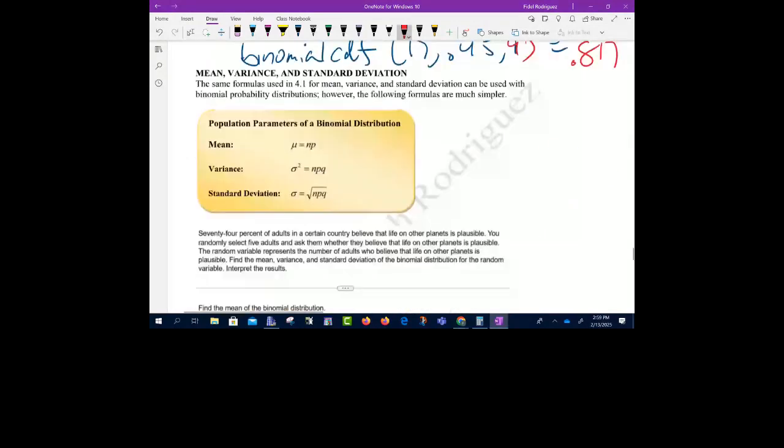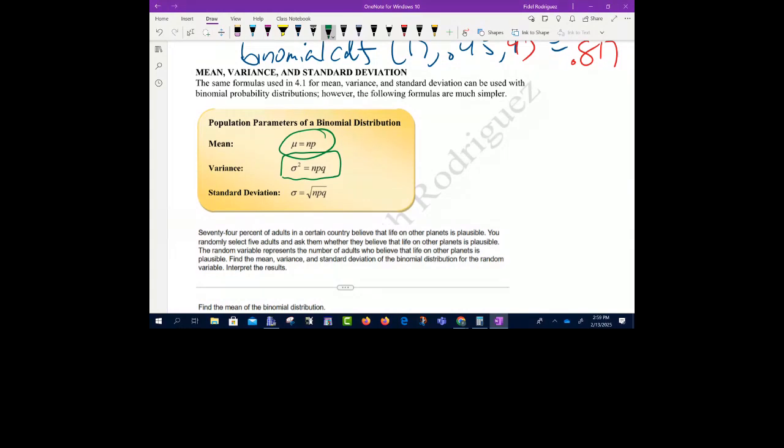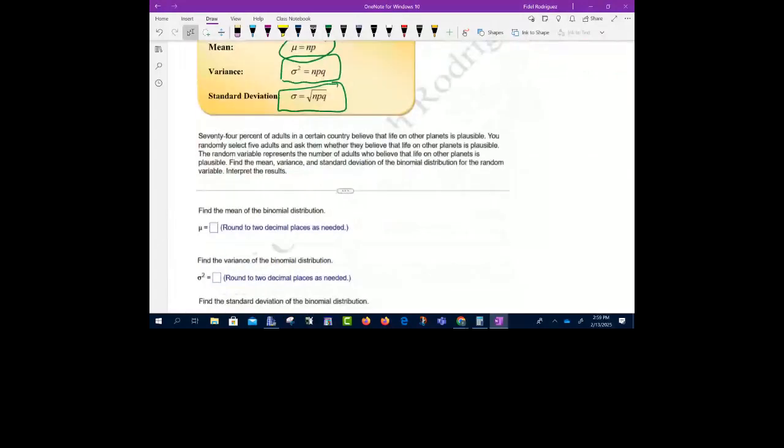Okay. So the last part that I have here is just talking a little bit about mean, variance, and standard deviation. So we have some formulas for mean, variance, and standard deviation, and I got my formulas right here. Our value of mu, which is the mean, is going to be n times p. My variance, sigma squared, will be n times p times q. And my standard deviation will just be the square root of that. I'm going to show you how we can figure out how to do some of these things here.